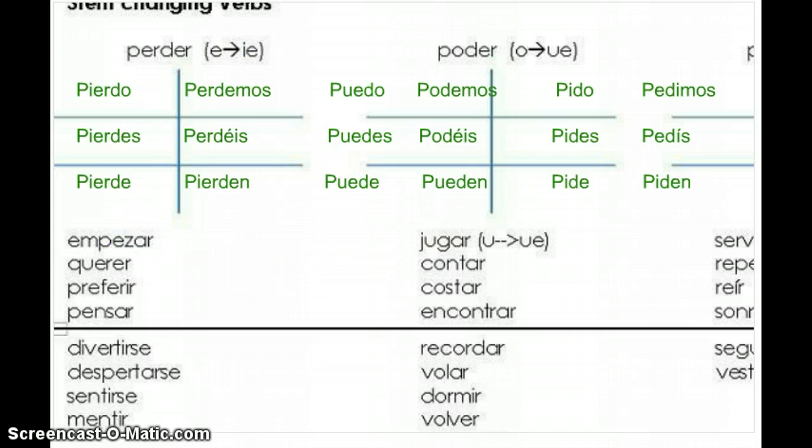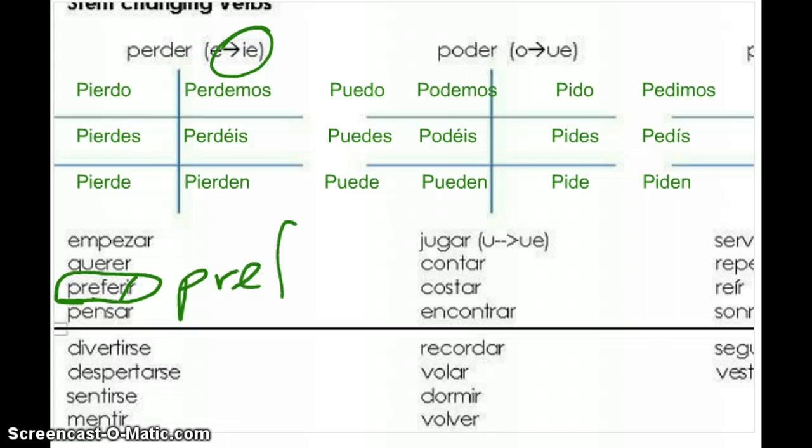Next up, preferir. Okay, now this is the kind I was talking about that has two vowels. I have two E's there. So I'm going to cross off the IR ending, and then I'm going to change the second E to IE. So prefier. So prefiero, prefieres, prefiere.